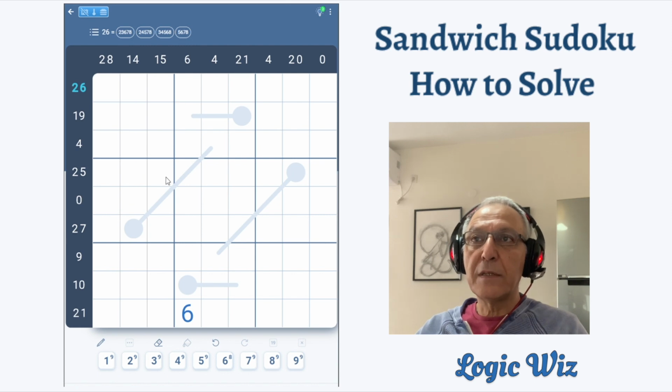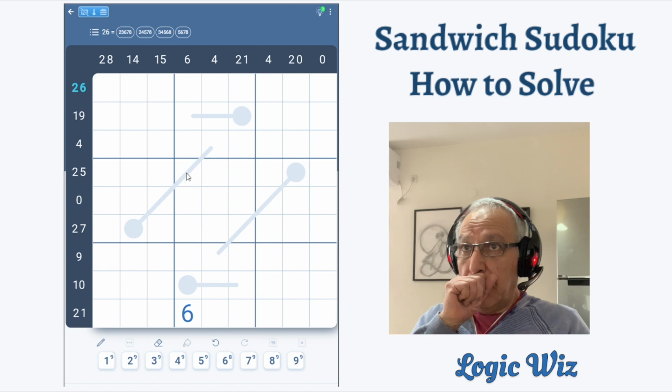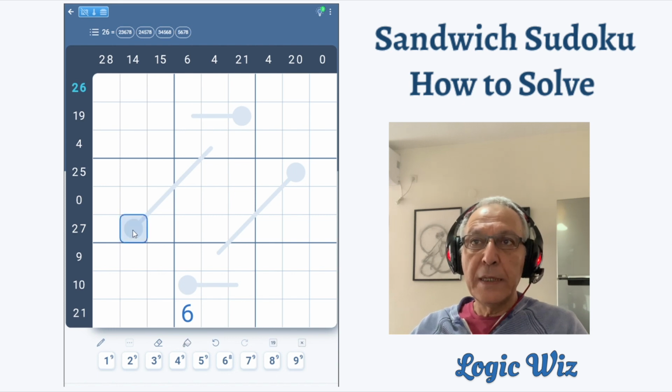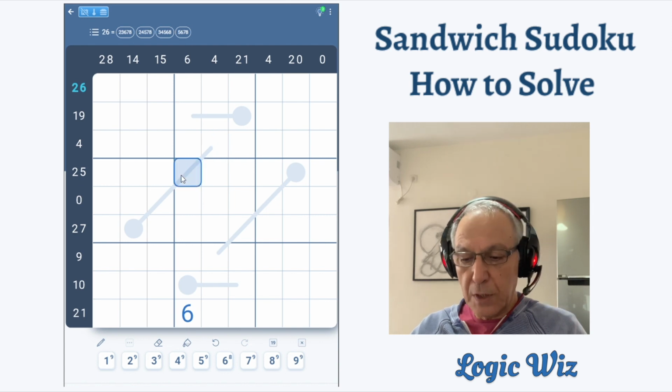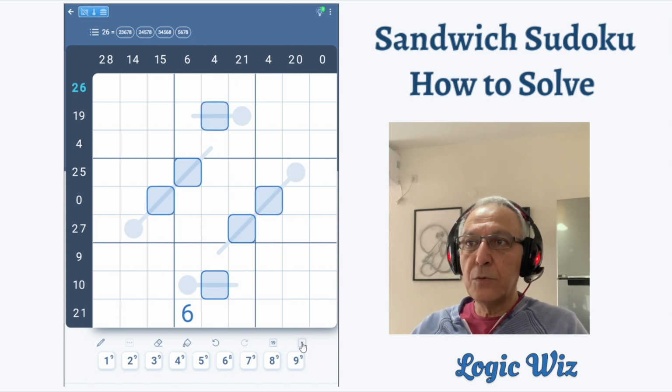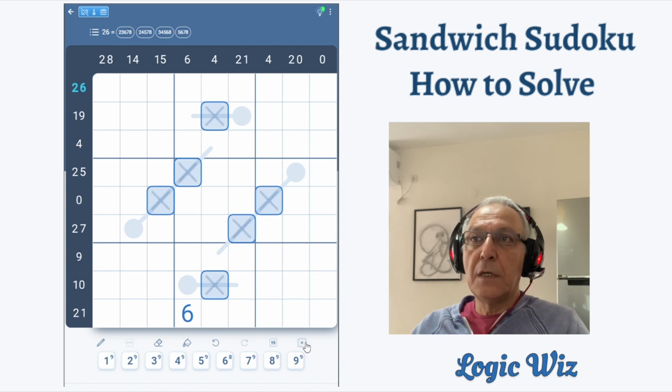So when I look at this board, I see the Thermo line. In the middle of the Thermo line, 1 and 9 cannot be, because on a Thermo line, 1 can be only in the beginning of the Thermo line and 9 can be only at the end of the Thermo line. So I'm marking all the locations in the middle of the Thermos, and I'm using the X sign to mark that those locations are not optional for 1 and 9.